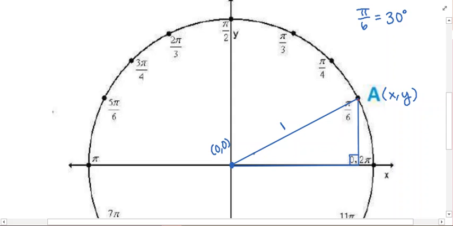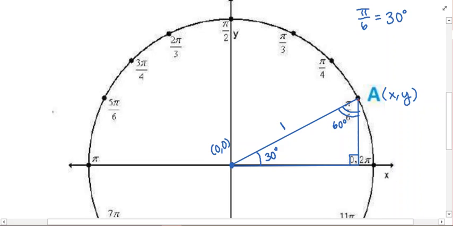Now, the other thing to notice, we drew this particular angle through the pi over 6 mark. Pi over 6 is 30 degrees, so this is a 30-degree angle right here. We know that there are 180 degrees in a triangle, so if we have 90 degrees and 30 degrees in our triangle, that means this remaining angle has to be 60 degrees. So this is a 30, 60, 90 degree triangle.